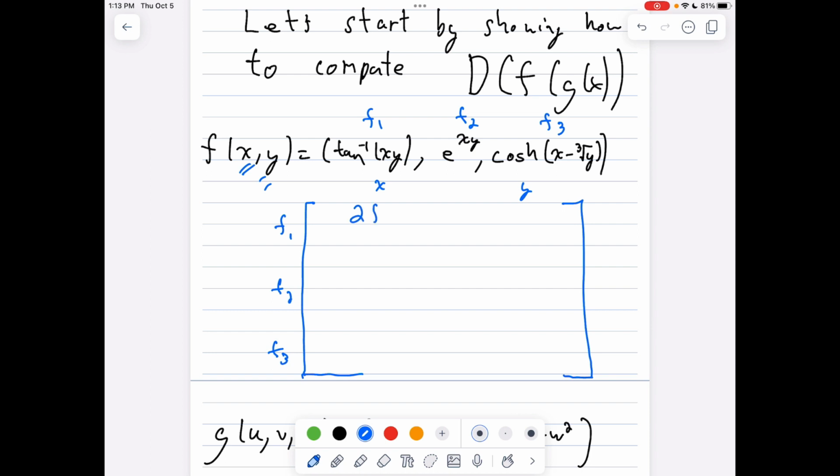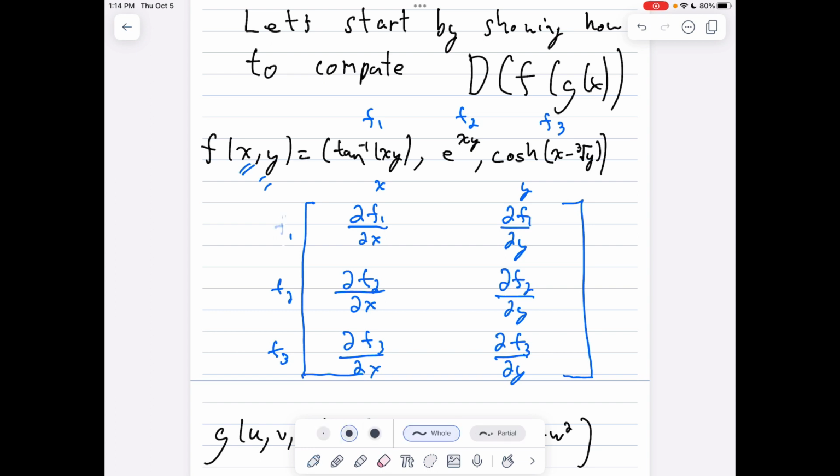So this would be change in f1, change in x, change in f2, change in x, and change in f3, change in x. And for y here, we're going to have a change in f1, change in y, change in f2, change in y, and then change in f3, change in y. So again, 3 rows because those were the number of our component functions, and 2 columns because of the number of independent variables. And that is what we would compute as D of f of g of x.